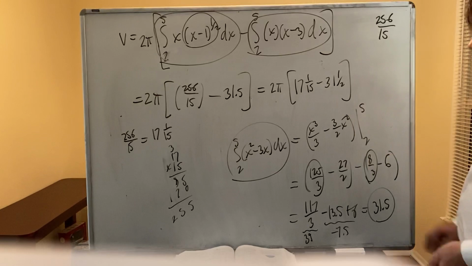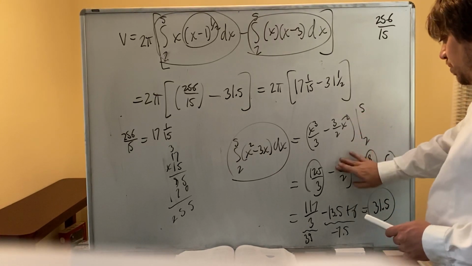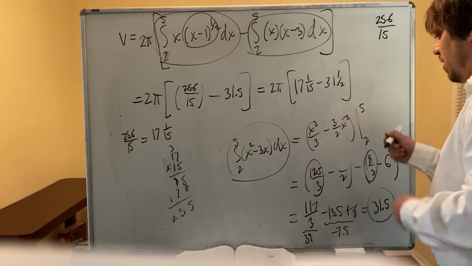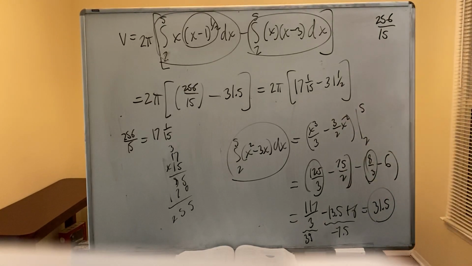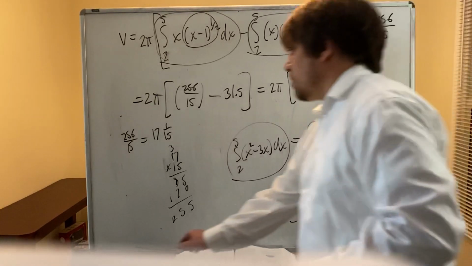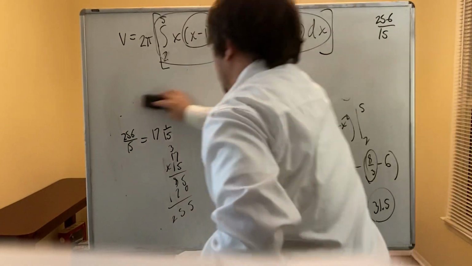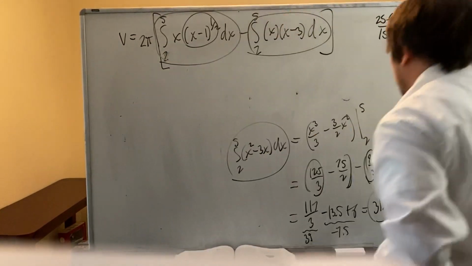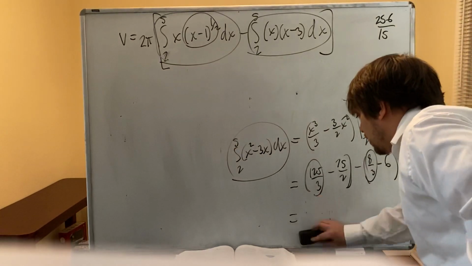Oh, I made a calculation mistake just here. 3/2 x squared is 3/2 times 5 squared. So that's 75 over 2 here. Minus, that's a 75 over 2. Okay, hold on. This integral is smaller. Good, that's what we want. The thing we're subtracting is smaller.